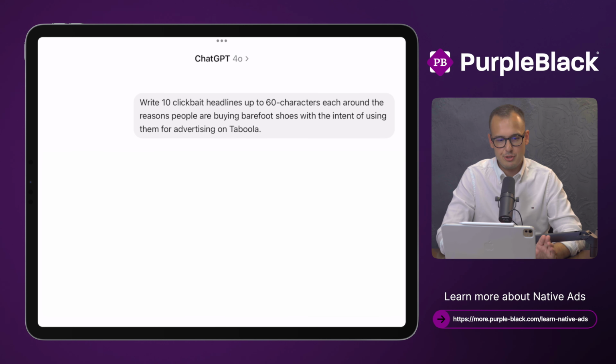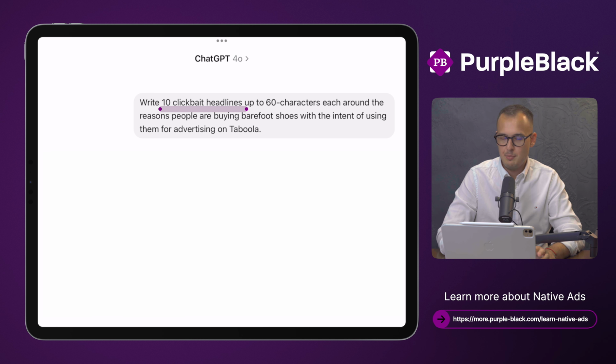Long story short, let's jump on my screen to show you a very easy, understandable sample of how this can look. So the first prompt here is super easy: Write 10 clickbait headlines up to 60 characters each around the reasons people are buying barefoot shoes, with the intent of using them for advertising on Taboola. Before we press enter here, I want to explain why we put these things there.